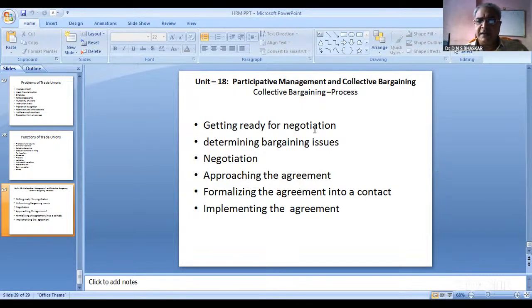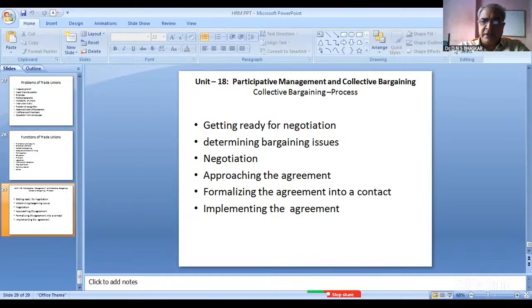So, when on a particular issue there is a difference, then definitely both the employees and the employers must come to a consensus on this one. So, they must be ready to negotiate with each other. Then, determining the bargaining issue. What is the bargaining issue? On what basis are we bargaining? Or what is the important aspect on which we are bargaining?